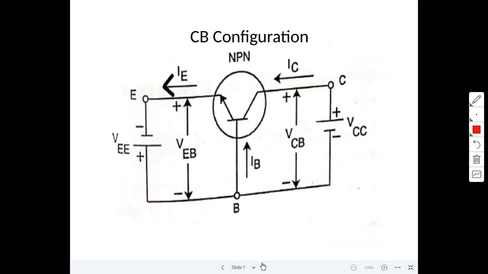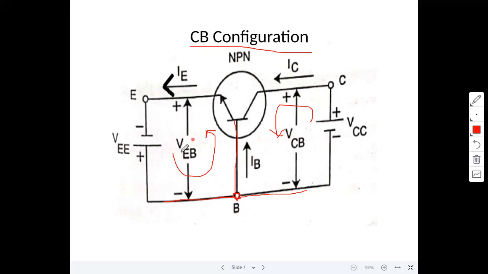Now coming to another configuration, the CB configuration, common base configuration. This is the NPN transistor. Observe here, the base terminal is common to both input and output. This is the input loop and this is the output loop. Here the base is the common terminal.